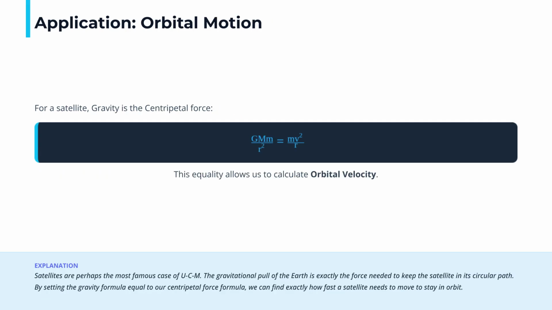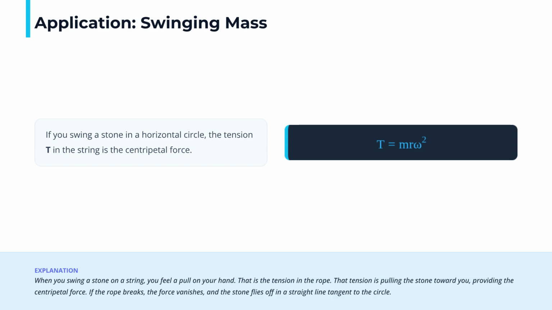Satellites are a famous case of UCM. The gravitational pull of the Earth provides the centripetal force. By setting the gravity formula equal to our centripetal force formula, we can find the exact orbital velocity. When you swing a stone on a string, the tension in the rope provides the inward centripetal force. If the rope breaks, the force vanishes, and the stone flies off in a straight line tangent to the circle.